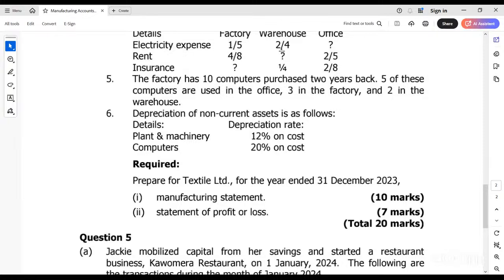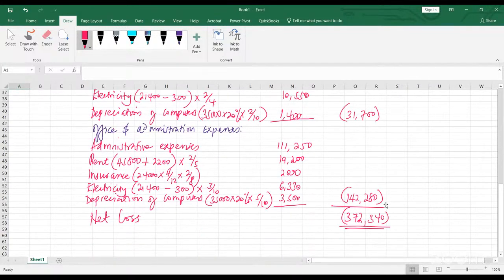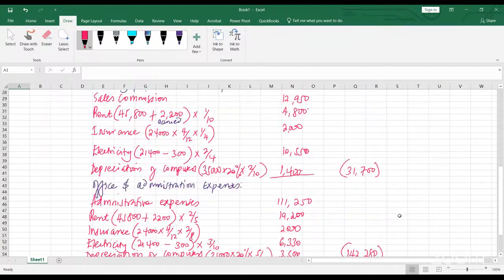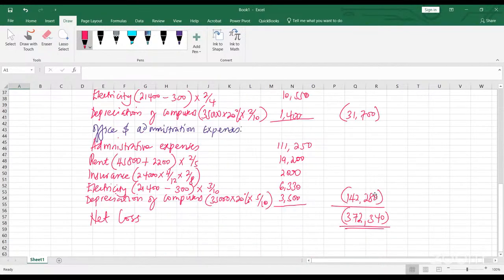Excuse me, I'm still a bit confused how you got the total. Which total? The 37 something. Remember, the loss is negative. The gross loss, initially it was a negative, 198,360. We minus 31,700, then you also minus 142,280. You come up with 372,340. Alternatively, you can just add all these losses because this is in brackets, this is in brackets, this is in brackets, and come up with your total net loss.